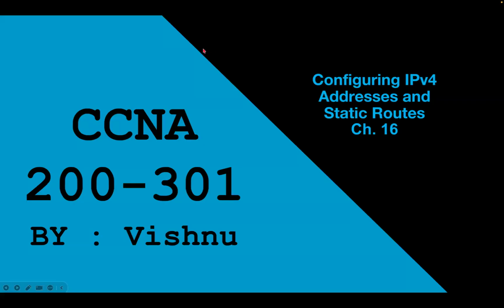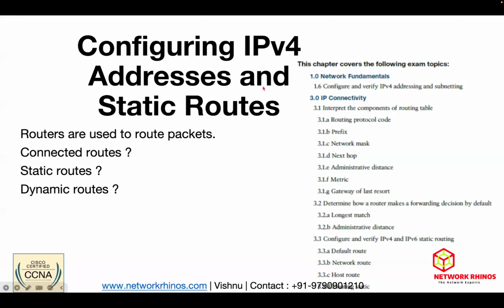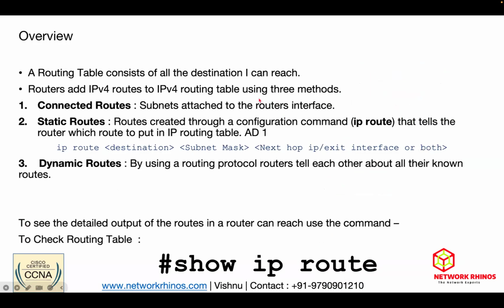So let's talk about configuring IPv4 address and static routing. In this chapter, we learn about how to configure IP address on a router's interface and how R1 can ping R3 through R2 in the middle.